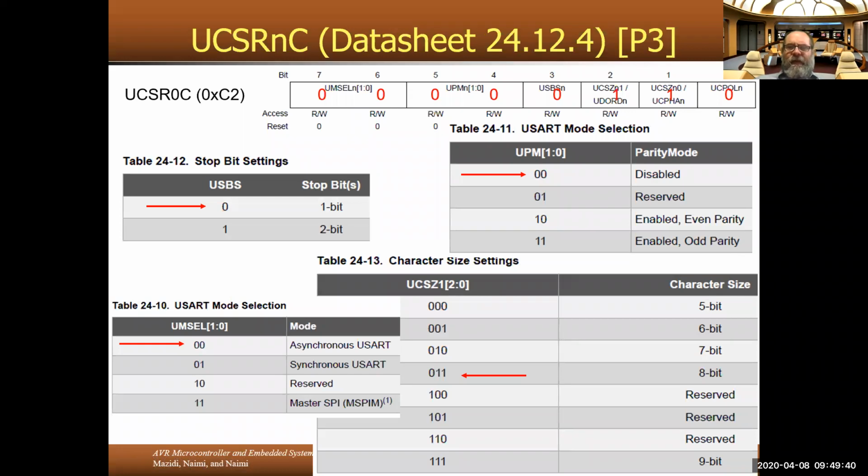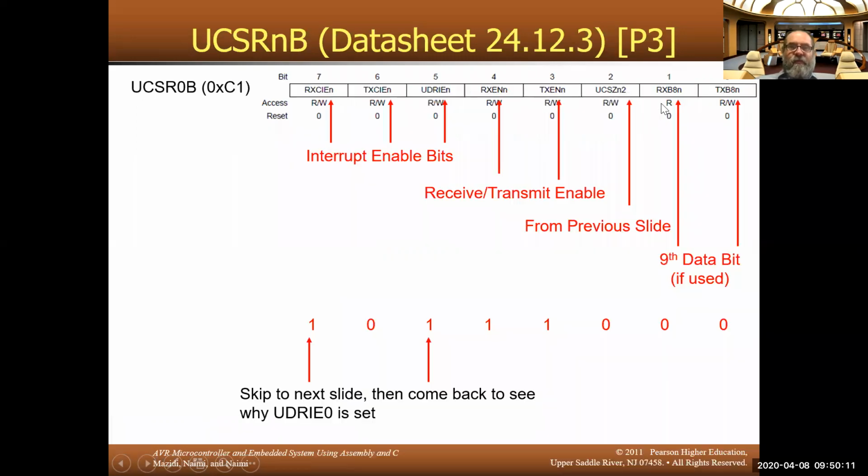Okay, I said 8 data bits, no parity, 1 stop. So again, you've seen this before in slides: one stop bit, asynchronous, 8 data bits, no parity. So basically, all zeros except for our size. The two least significant bits go into control status register C. Most significant goes into status register B.